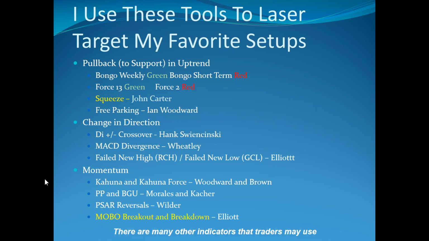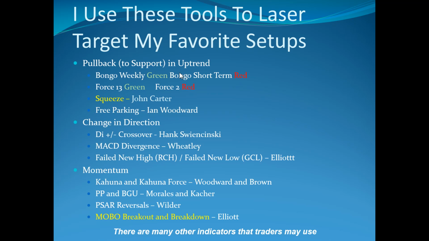I like to buy pullbacks that show momentum as they start to make their move, whether it's up or down. So I want a pullback to support, and then I want evidence of momentum and direction change. I use my bongos, the force, to show me pullbacks. On both the bongo and the force, when the long term is green and the short term indicator goes red, that implies you're in an uptrend with a pullback.